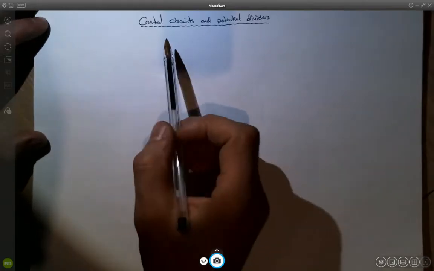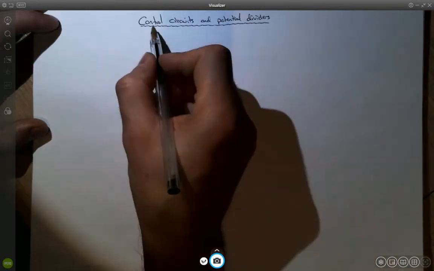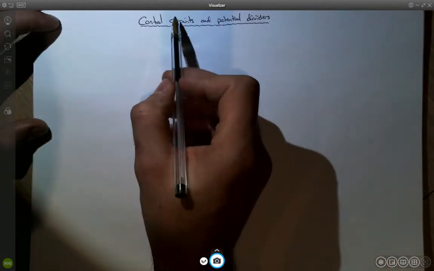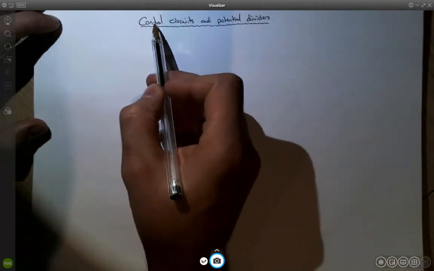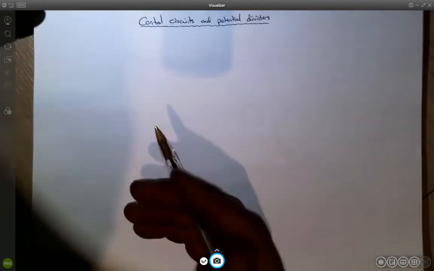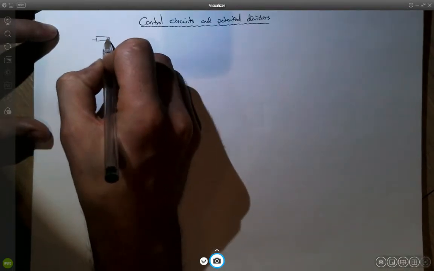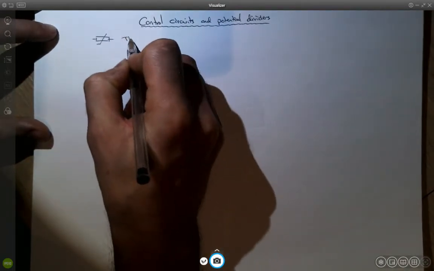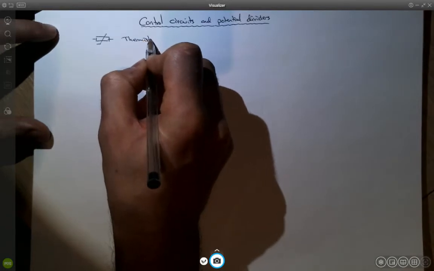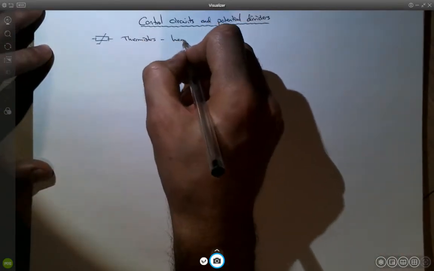In this video, we're going to talk about control circuits and potential dividers. Control circuits is all about introducing components into a circuit in order to make them respond to external changes. There are two things that we look at. We look at thermistors, which respond to changes in temperature.